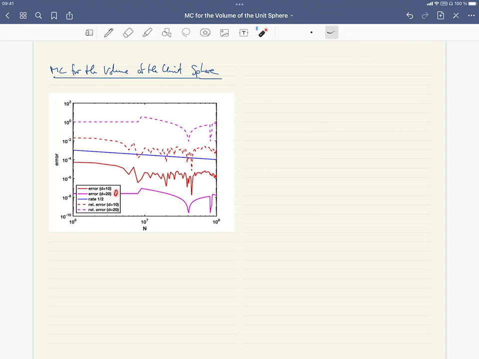Then I look at d equals 20. That's the magenta line down here. Well, what I first notice is that it's far lower. So at 1 million points, it starts just above 10 to the minus 8. But then it doesn't do a lot, right? It seems to be completely flat.